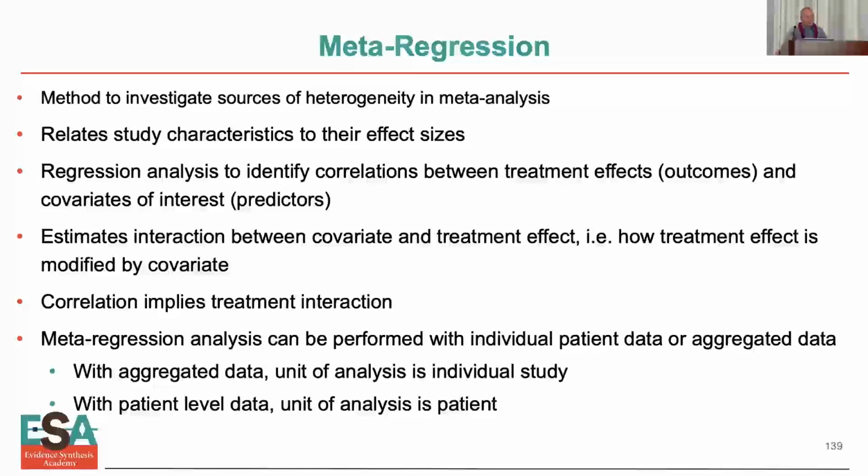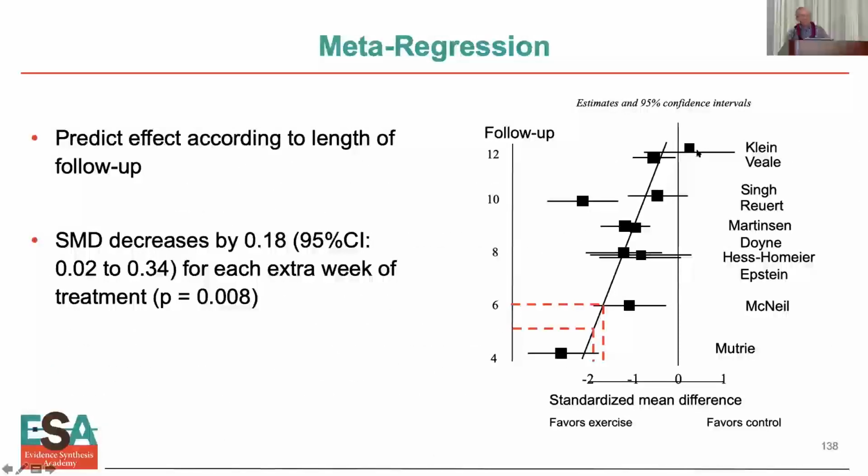You can do these kinds of analyses with either the individual participant data or the aggregated data. In this case, we had the aggregated data by study. And in that case, the unit of analysis is the individual study. We have 9 data points to do our regression with, 1 for each study. And the covariate has to be at the study level, means that rather than having the follow-up that each person in each study had, we have the average follow-up in each study as the variable. So it's a study level variable, not a person level variable.